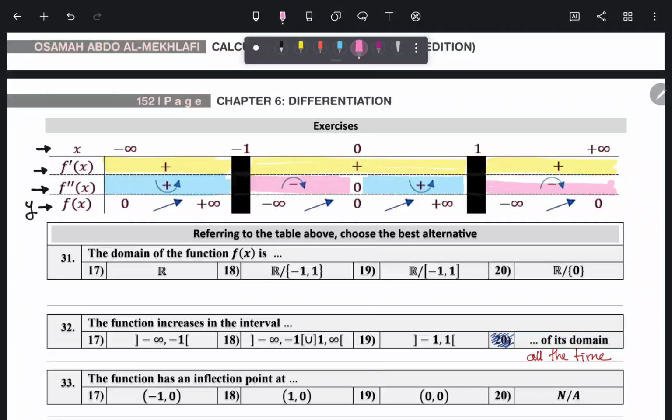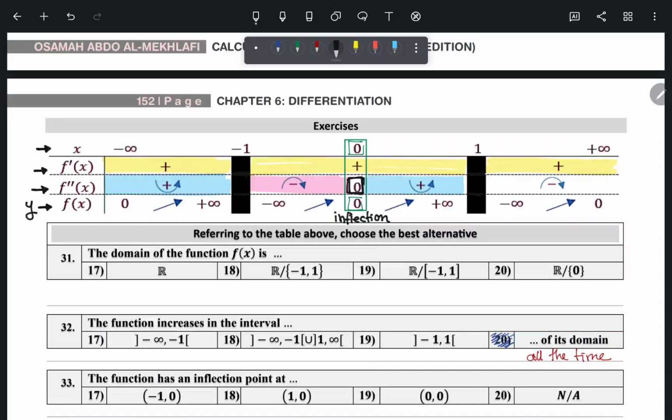Good. And there is a zero here in the middle. This zero means that we have an inflection point. So this place must be an inflection point. What is the x of the inflection point? x is zero, and y is also zero. And I'm gonna write here that this point is an inflection point.